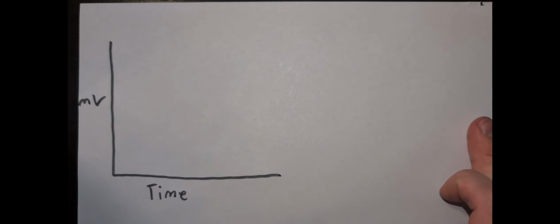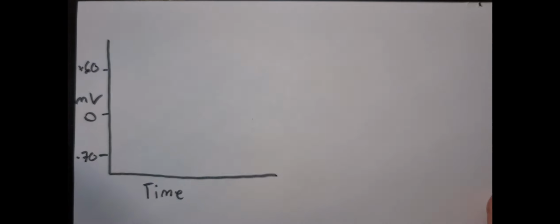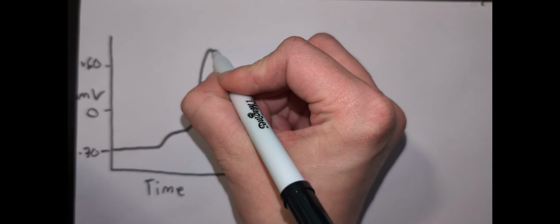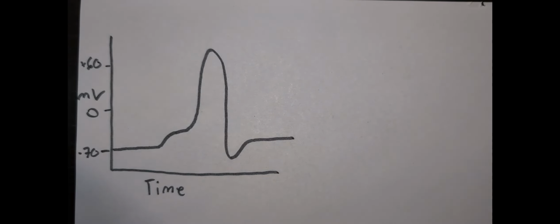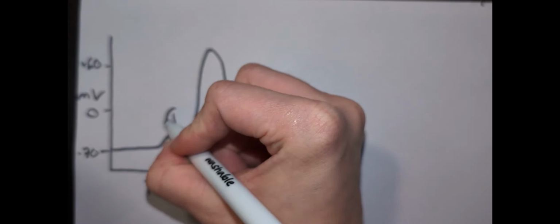Here we're looking at a diagram of an action potential. We have -70, 0, and 60 millivolts. So I'm just drawing out a really quick diagram of this action potential. We're mostly focused on 4 different parts.